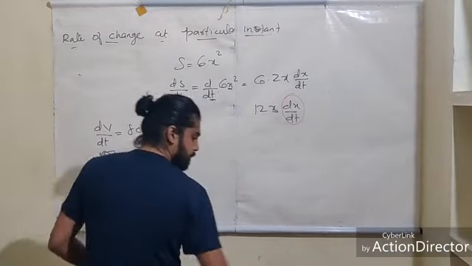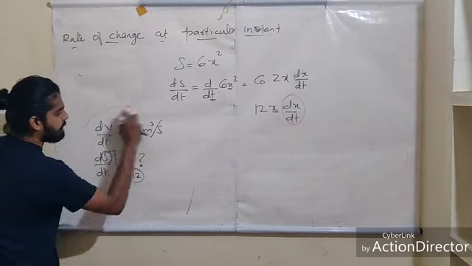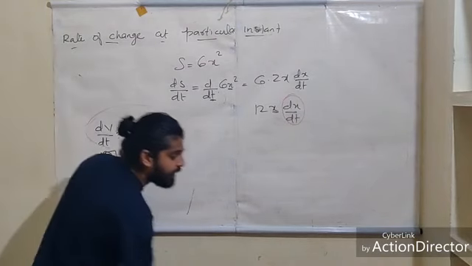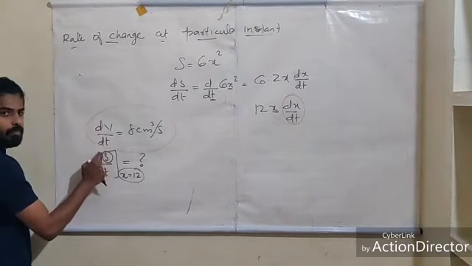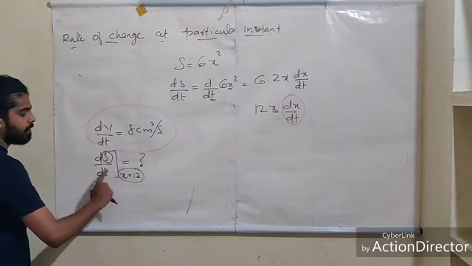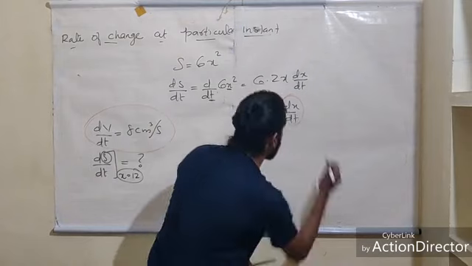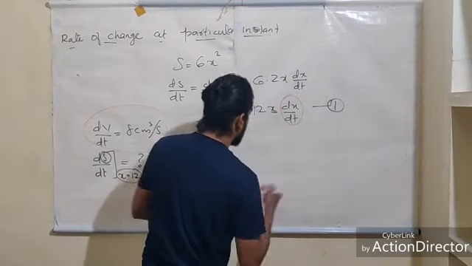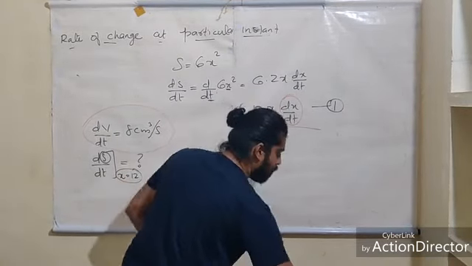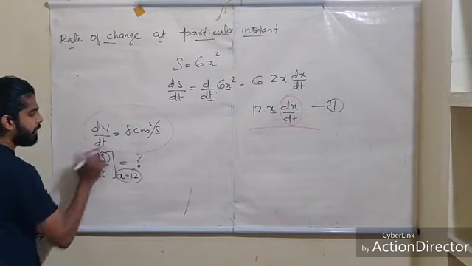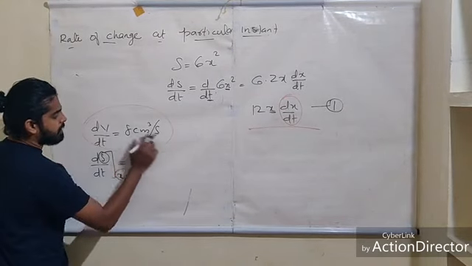It is given dV by dt is equal to 8 centimeter cube per second. So we can find dx by dt from this. We haven't used this information yet, right? Let this be equation number 1. Now we'll go to this dV by dt. dV by dt is 8 centimeter cube per second.